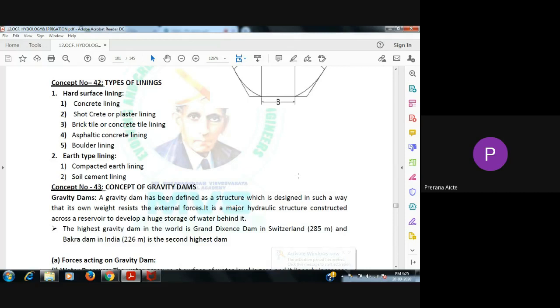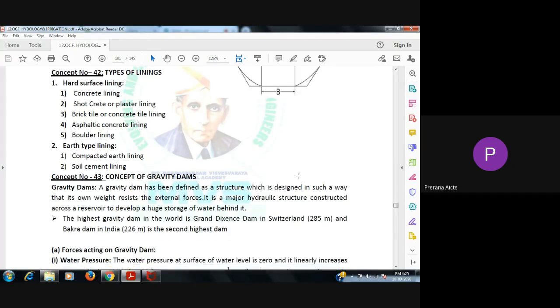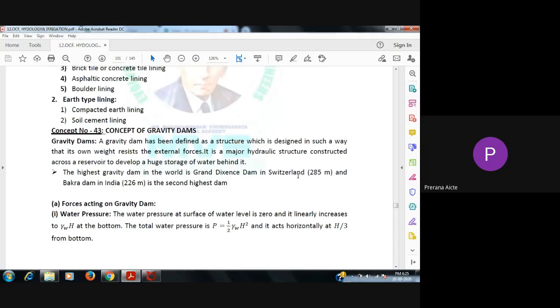So one is hard surface lining. In that, concrete lining, protected with concrete material, shotcrete or plaster lining, brick tile or concrete tile lining, then asphaltic concrete lining, boulder lining. Earth type lining means compacted earth lining and soil cement lining. So this is a brief theory about the canals or design of canals. In design of canals, we have to concentrate on Kennedy's theory and Lacy's theory, right? The important one is Lacy's theory, and the various formulae that you have to remember.